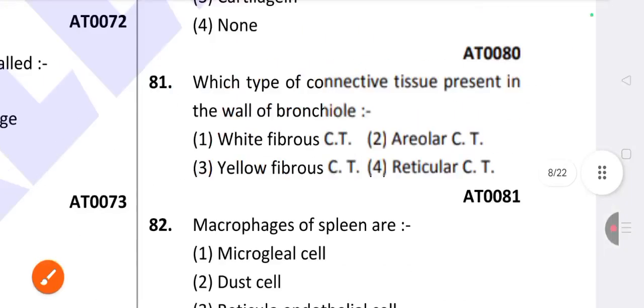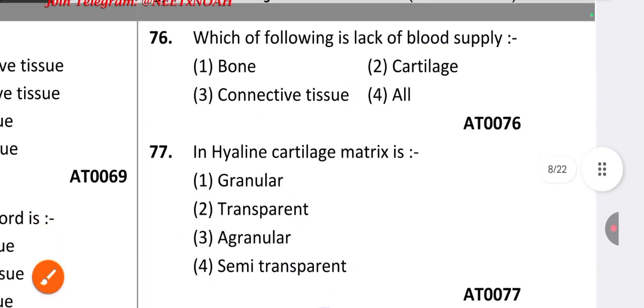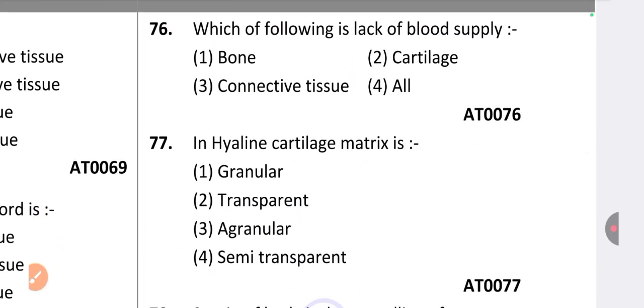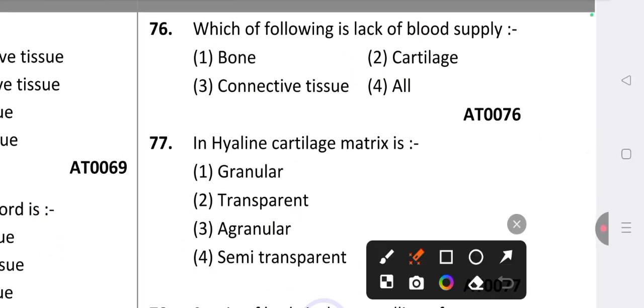Next, we will see the 76th question here. Which of the following is lack of blood supply? मतलब किसमें जो blood supply नहीं होते हैं? It is cartilage. Next, 77th one. In hyaline cartilage matrix is. Hyaline cartilage में semi transparent होते हैं matrix.